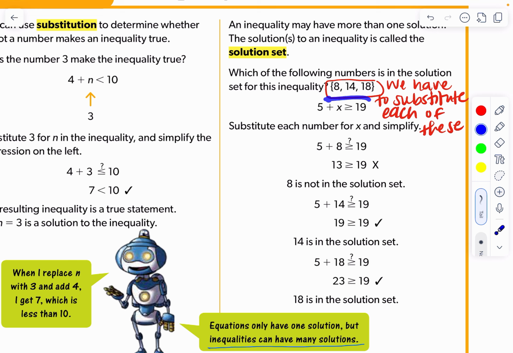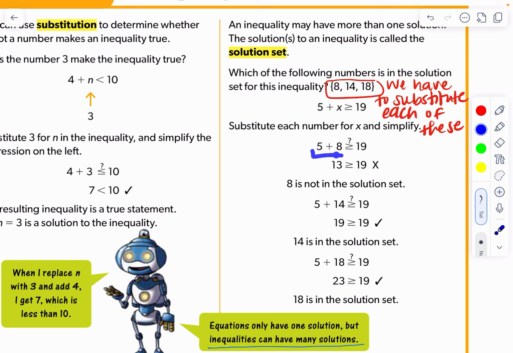We have here 5 plus x is greater than or equal to 19. So we'll have to, again, substitute each number for x and then simplify. The first number that we were given is 8. So we're going to plug in 8 for x. Instead of doing 5 plus x, we'll do 5 plus 8, and ask ourselves, is 5 plus 8 greater than or equal to 19?